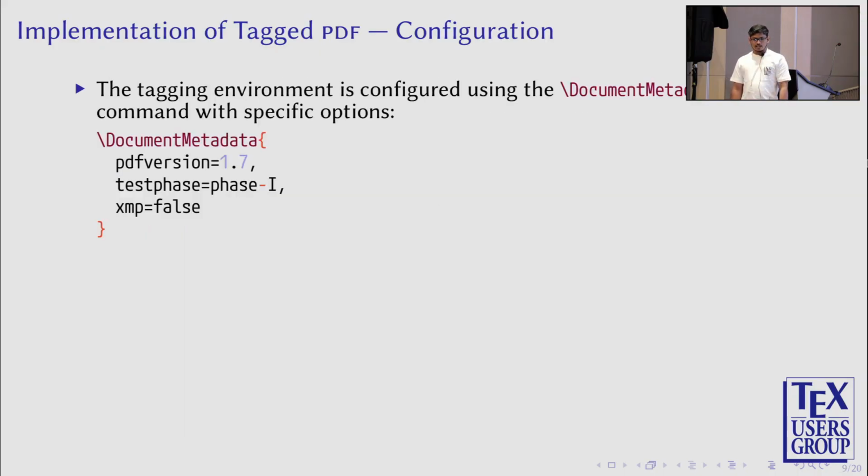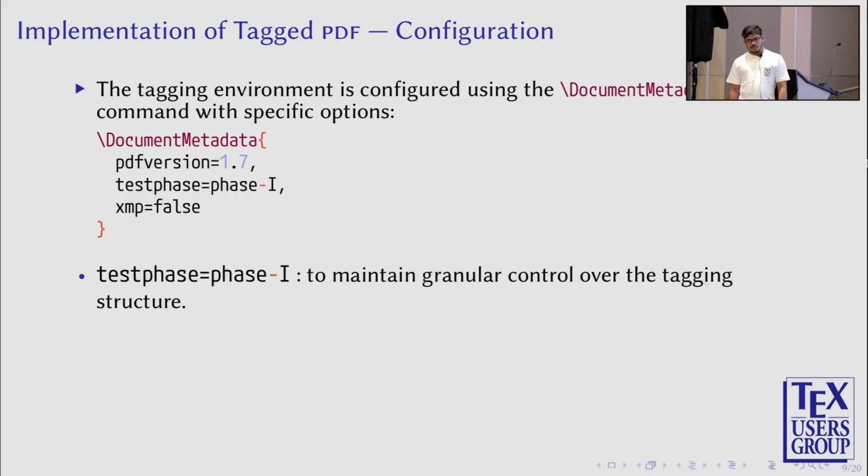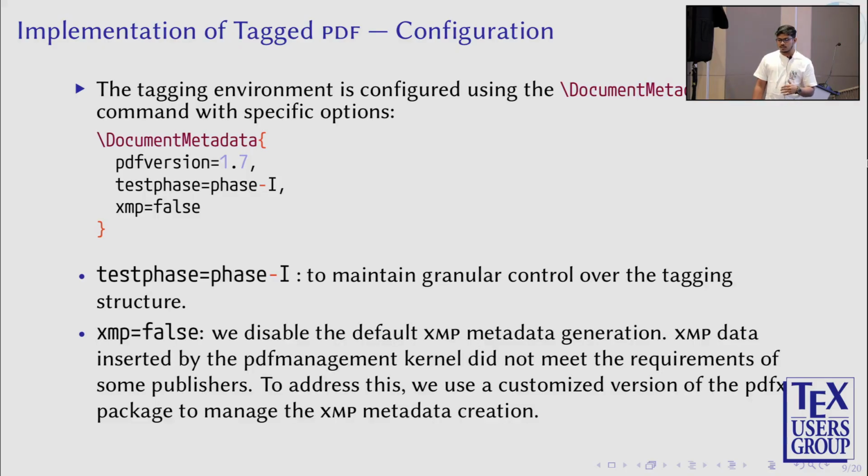So these are the other configurations we did at the top: the document class, the document metadata, and PDF version 1.7, which is used for the web PDF. Then, as I said before, test phase 1. Yes, I know it's a test, but we are still using it. Then XMP equal to false. The phase 1 option, as I said before, gives very granular control over tagging the structure.